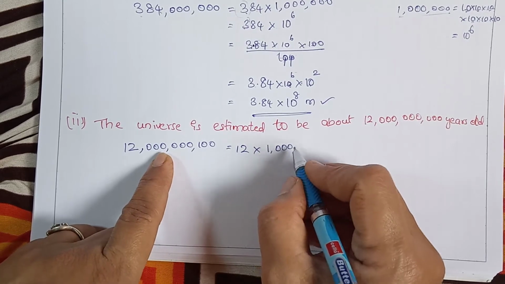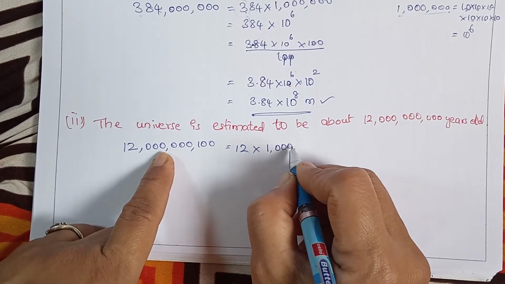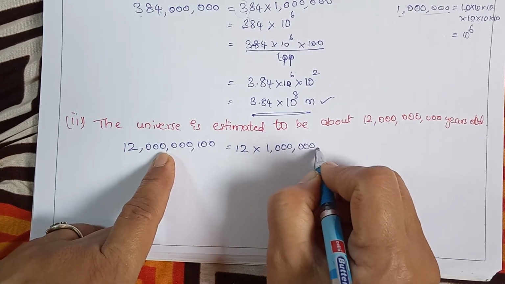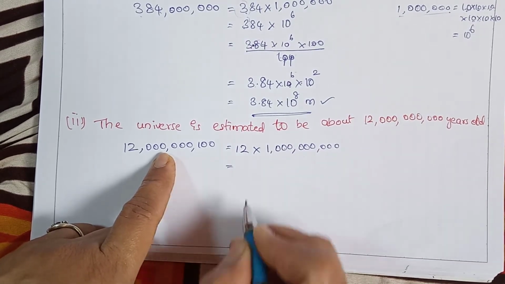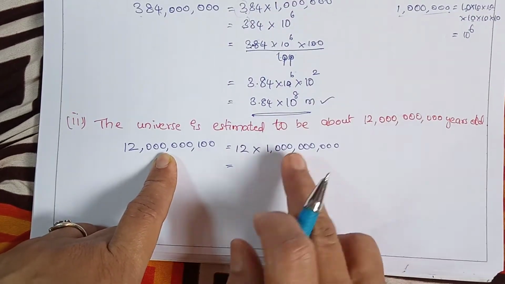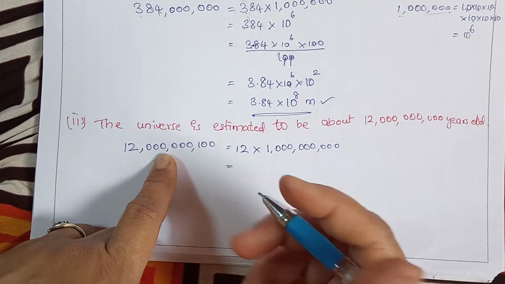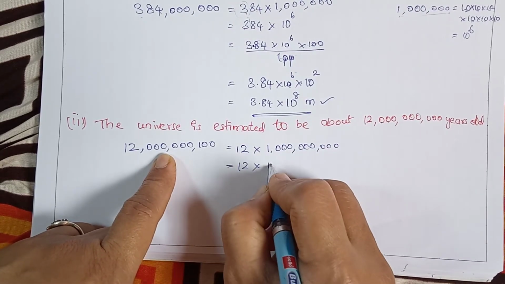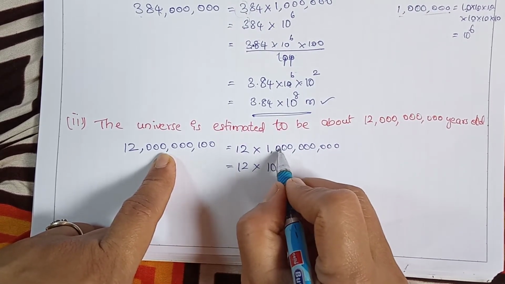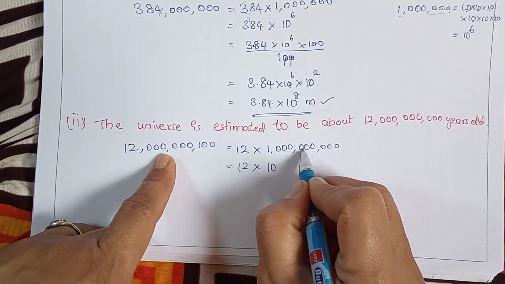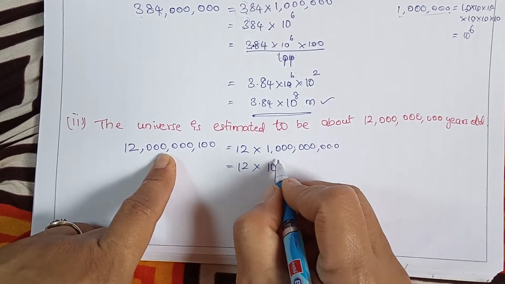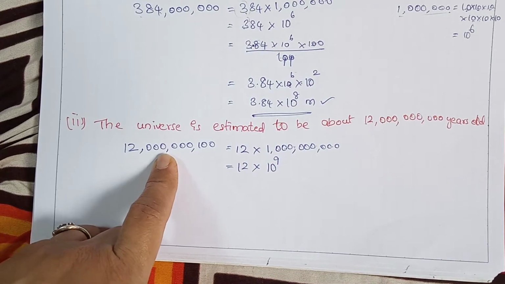12 into 1 billion. So 1 followed by 9 zeros altogether. How many zeros are there? Now I explained how to convert into base 10. From the next question onwards, you can do directly as 10 to the power, count the zeros. 1, 2, 3, 4, 5, 6, 7, 8, 9. So you can write directly 10 to the power 9.